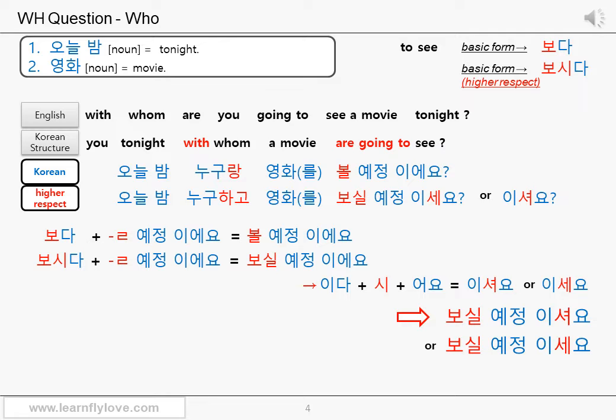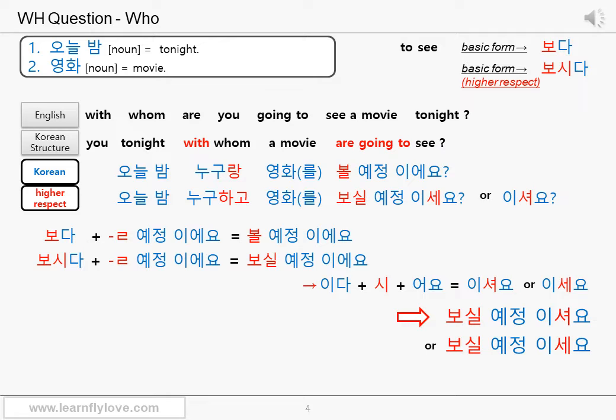Or 오늘 밤 누구랑 영화 볼 예정이에요? Without the particle 를. Perfect. You can use the modal will too. Then it would be 오늘 밤 누구랑 영화 볼 거예요? BTW FYI, we already told you that there is no big difference between 예정이에요, be going to, and 거예요, will in Korean actually.